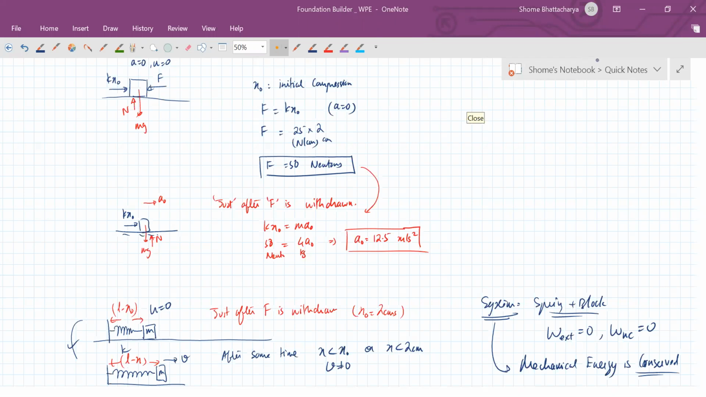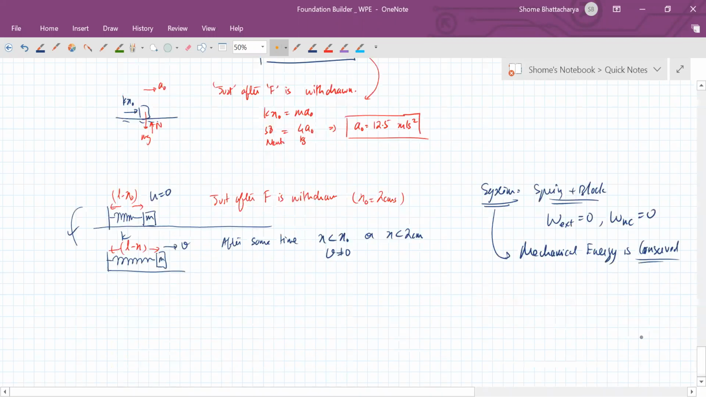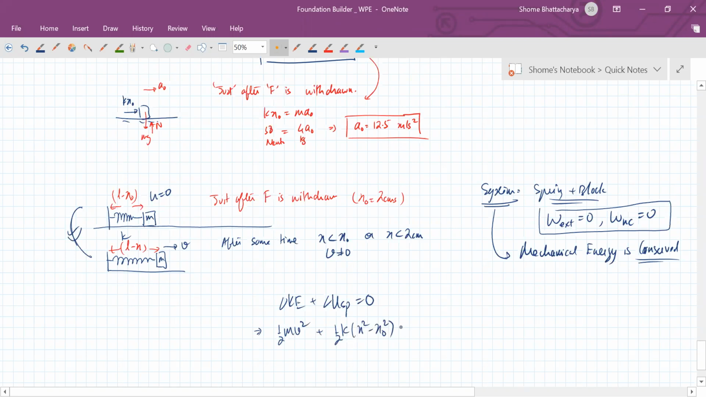Yeah, Kunj, that is the answer for that 1 centimeter part. Okay, I'll just verify. If I'm applying the work energy theorem from this diagram to this diagram, you can see that change in kinetic energy plus change in potential energy of the spring should be 0 because of these two. So change in kinetic energy is half mv square because initial speed was 0, whereas change in potential energy of the spring is half k (x square minus x naught square).